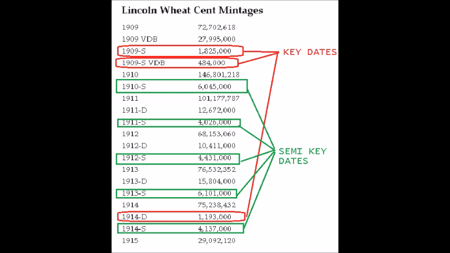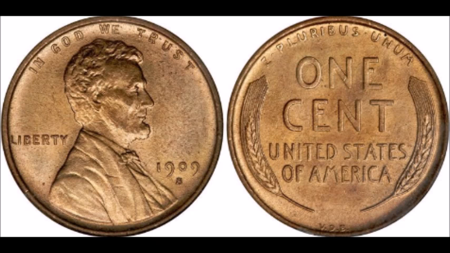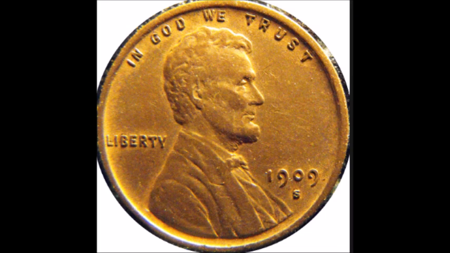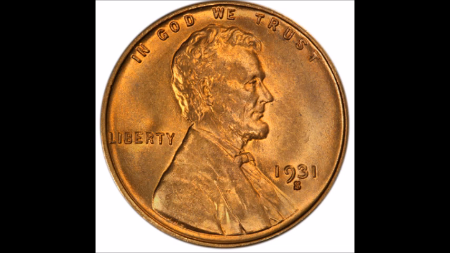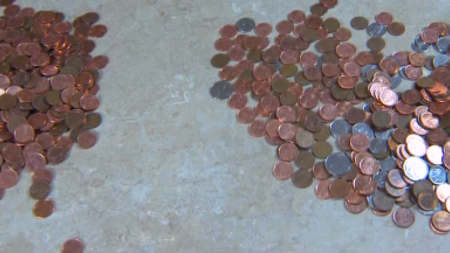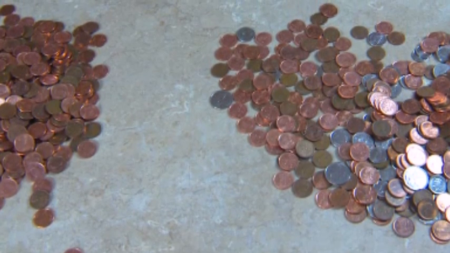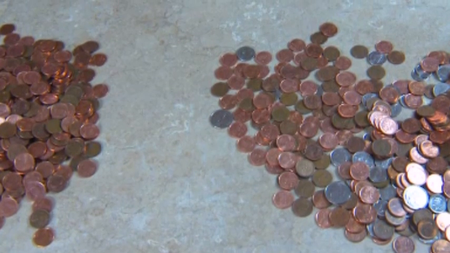With Jefferson Nickels, a 1950-D would be a key date. With Lincoln Cents, 1909 SVDB, 1909-S, 1914-D, and 1931-S are all key dates. 1922 plain is also a key date, which means it has no mint mark. Those are key dates. You want to, of course, pull those out first, as that is quick value. You don't need to do anything special to find anything in particular with it.